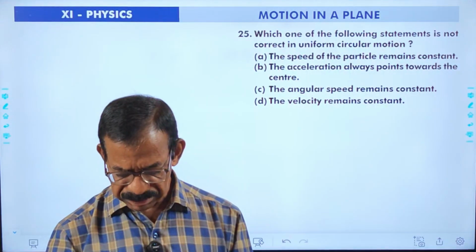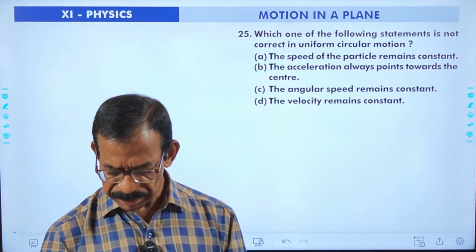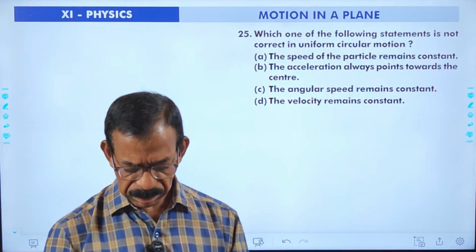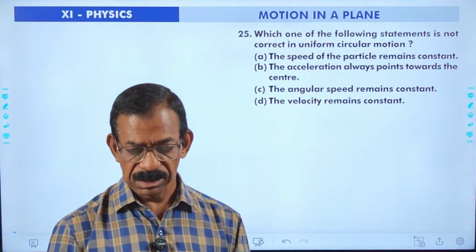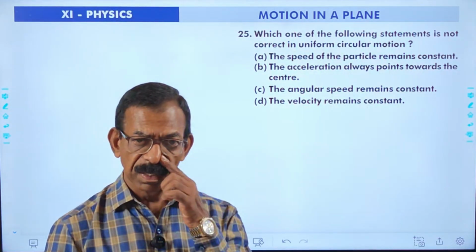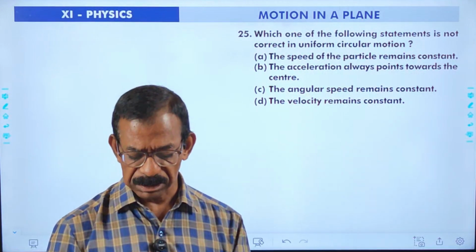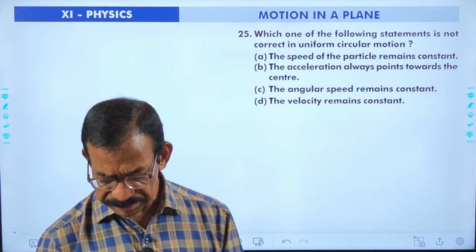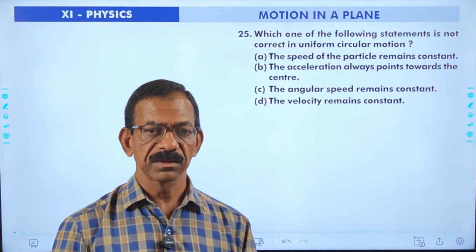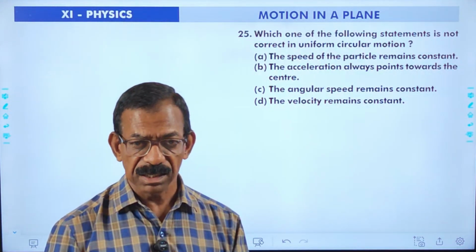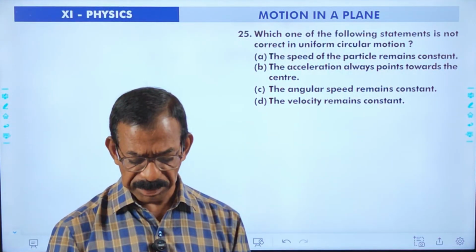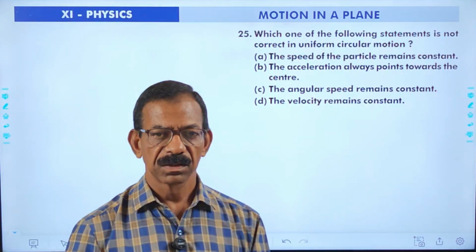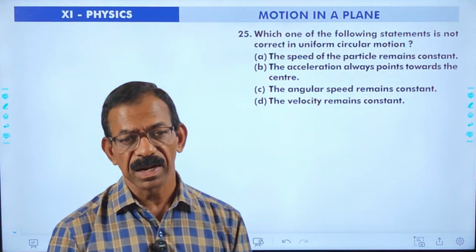Which one of the following statements is not correct in uniform circular motion? Option A, the speed of the particle remains constant. Uniform circular means it is moving with a uniform speed along a circular path. Then only it is called uniform circular motion, and this is right. Next, the acceleration always points towards the center, and this is called centripetal acceleration. Option C is angular speed remains constant. For uniform circular motion, the angular speed must be constant.